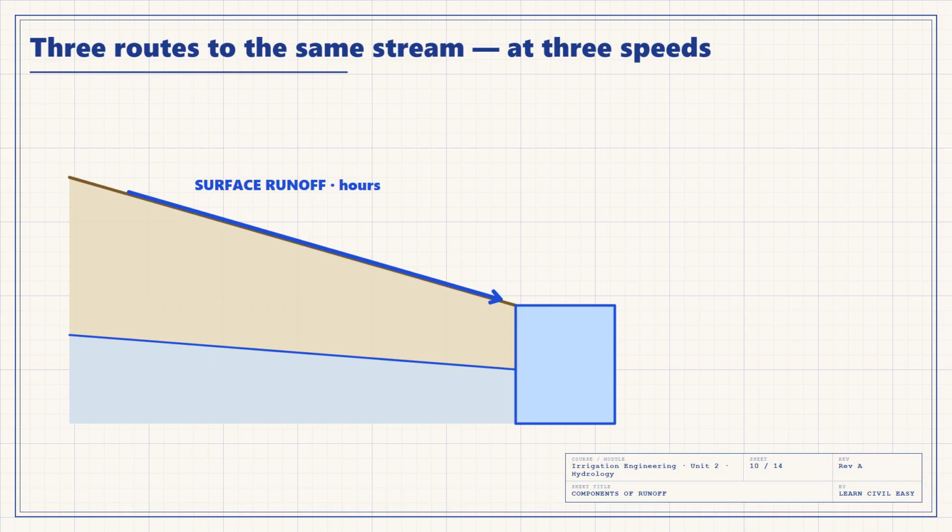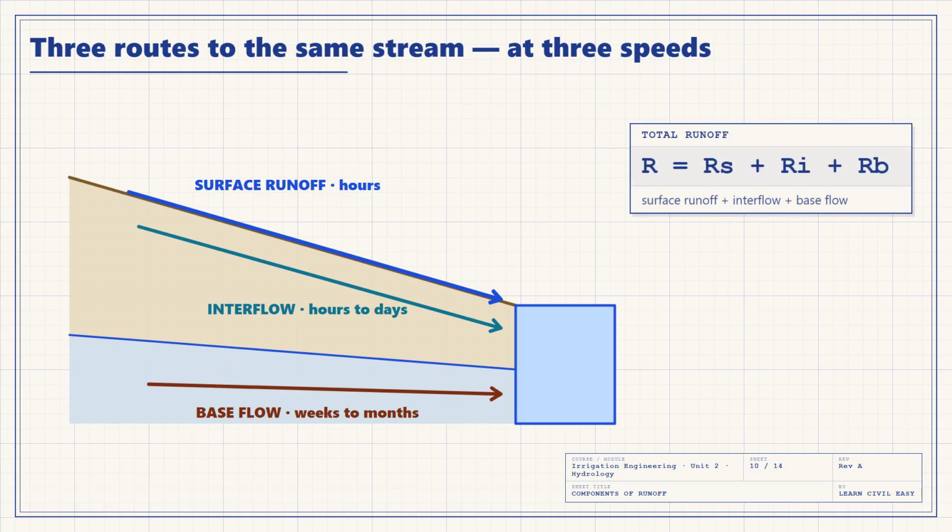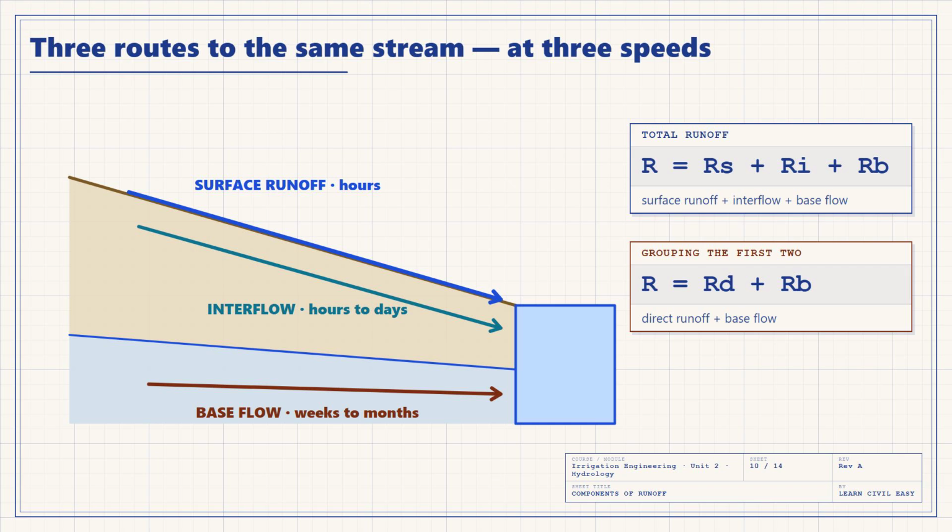The first is surface runoff, also called overland flow, straight over the ground into the channel, arriving in hours. This is the one that causes floods. The second is interflow. It infiltrates first, then travels sideways through the upper soil, arriving in hours to days. The third is base flow. It percolates all the way down to the water table and then seeps into the bed of the channel, taking weeks or months. So total runoff equals surface runoff plus interflow plus base flow. And grouping the first two as direct runoff, total runoff equals direct runoff plus base flow.